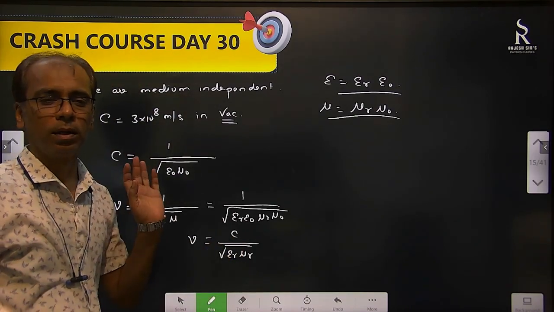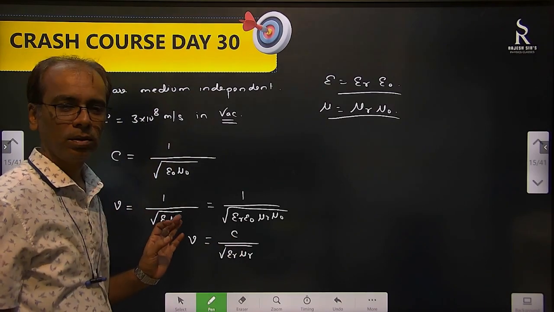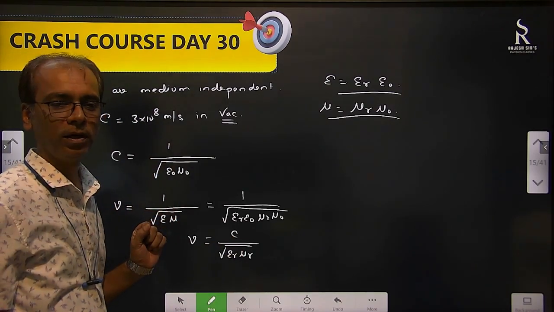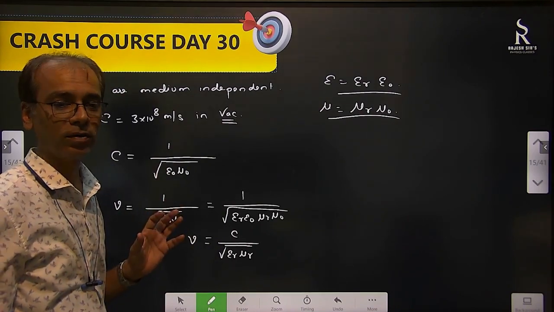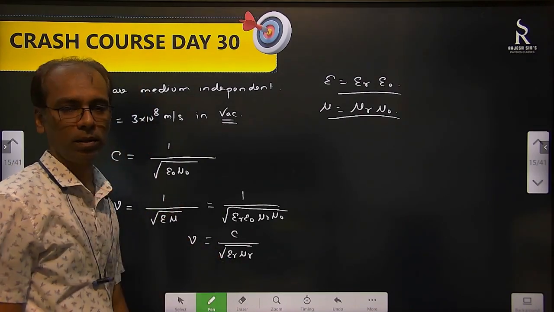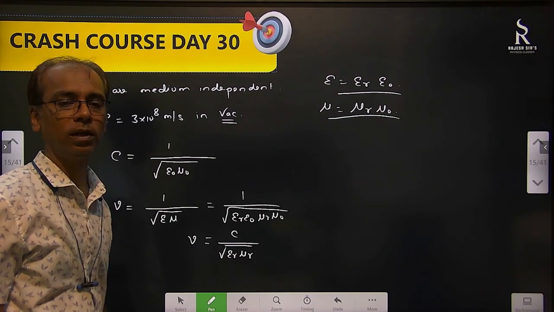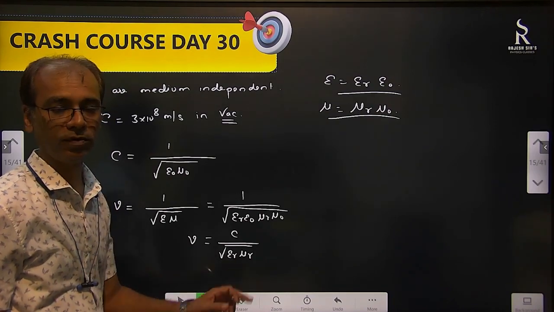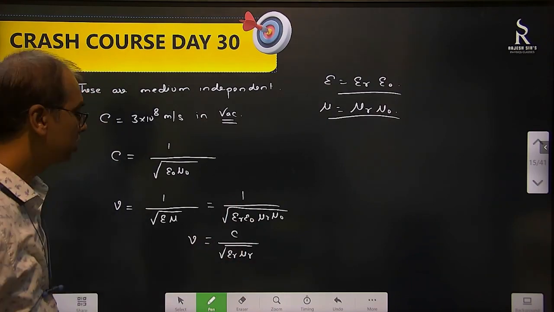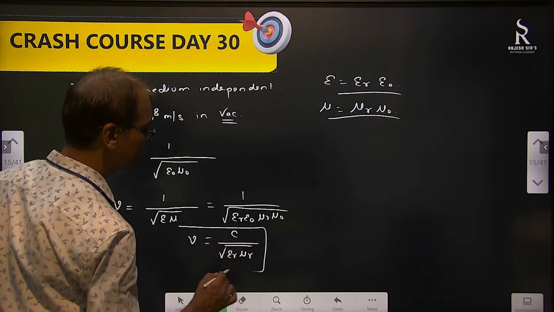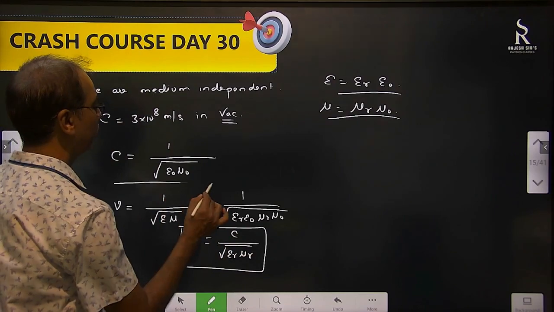But in light we saw the coefficient of refractive index: v is equal to c by mu, where mu is the refractive index. So mu is root over epsilon r mu r, that is the refractive index. This way we can correlate them. So this is the speed of light in the medium, and this is in vacuum or air.